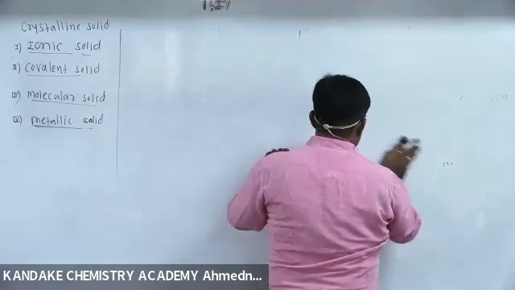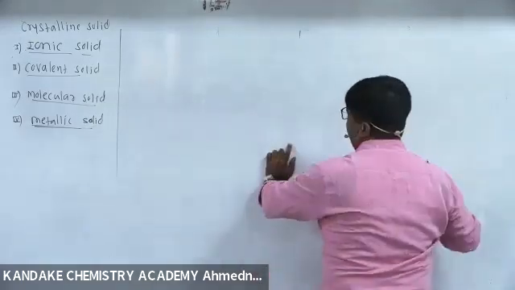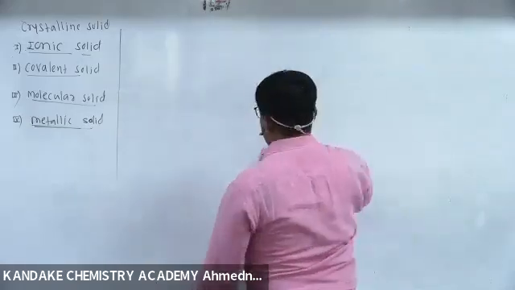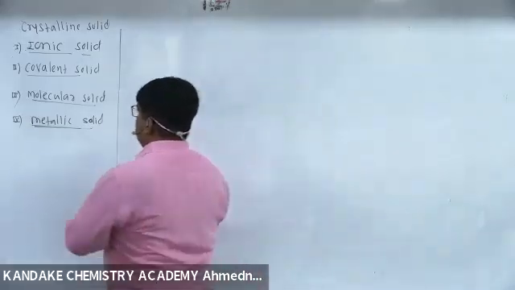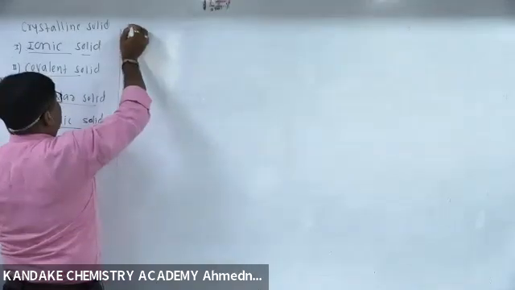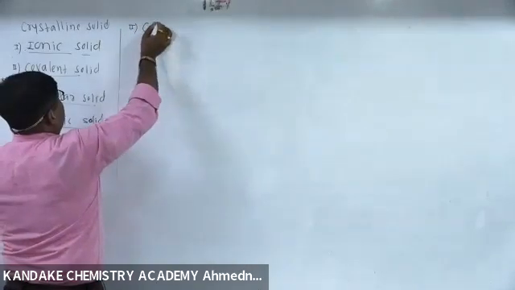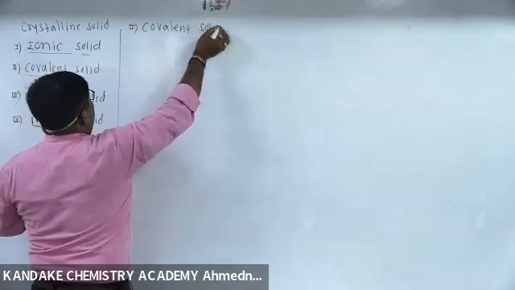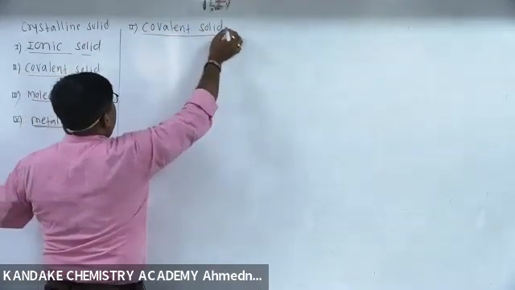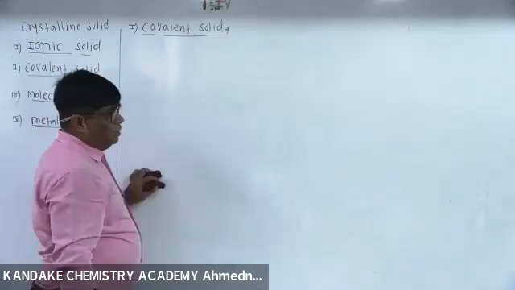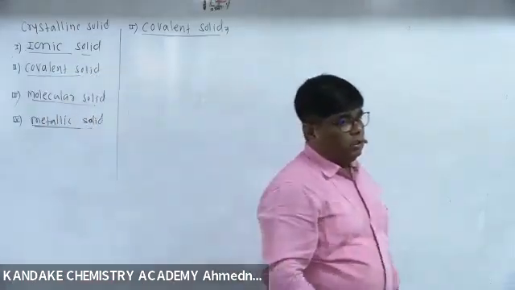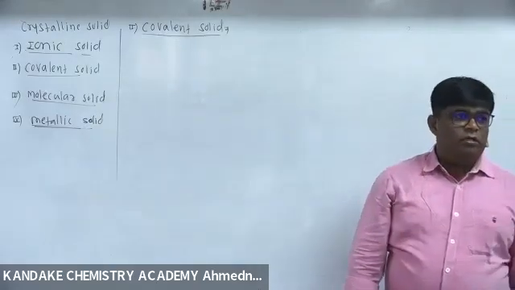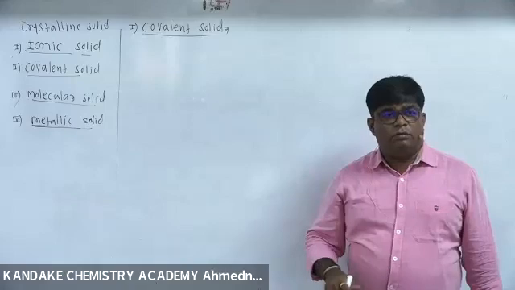And now next part, our second type of crystalline solid is the covalent solid. Now what is the covalent solid? Second type of solid is the covalent solid. So what are the covalent solids? Yes, these are the solids in which constituent particles are ions. So what is covalent solid?